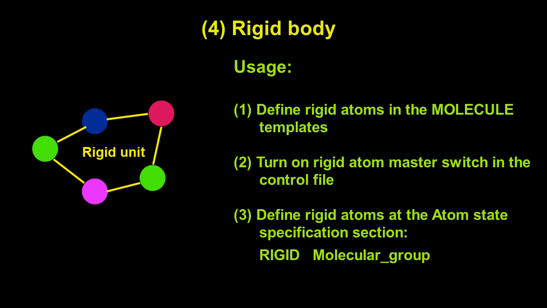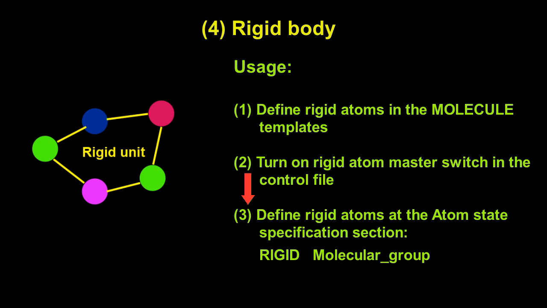The way to define rigid units is a little different from what we have discussed so far. To define a rigid unit, first of all, you would need to list out the individual atoms that make up a rigid unit. A rigid unit must always be defined as a set of atoms contained in a molecule template. After that, in the DLView control file, you need to turn on the master switch for the rigid atoms. Lastly, a rigid directive needs to be issued in the atom state specification section.